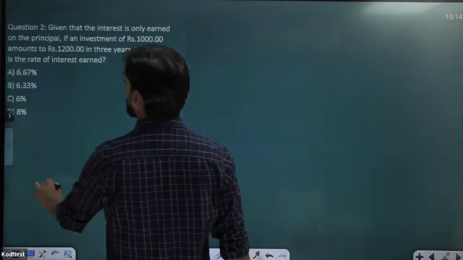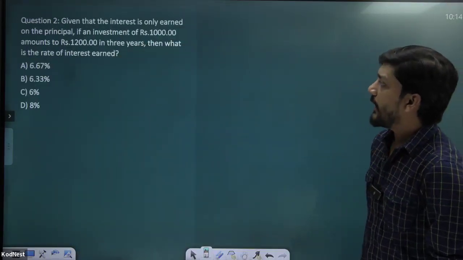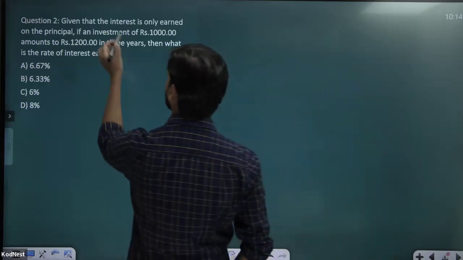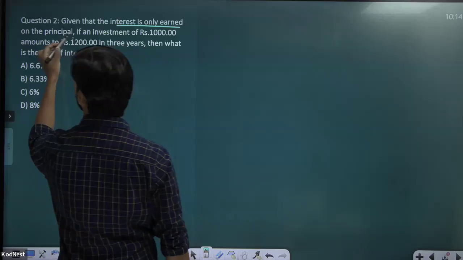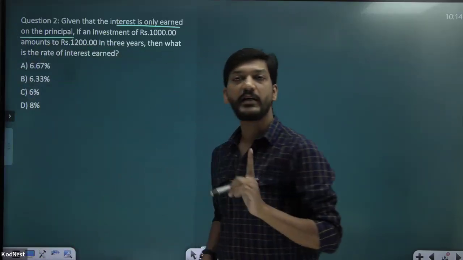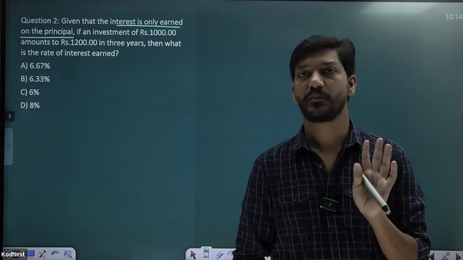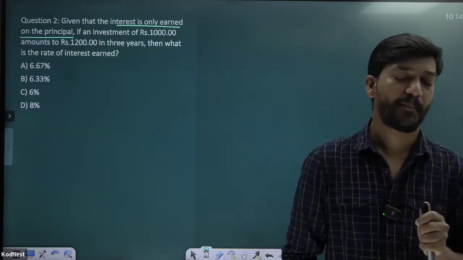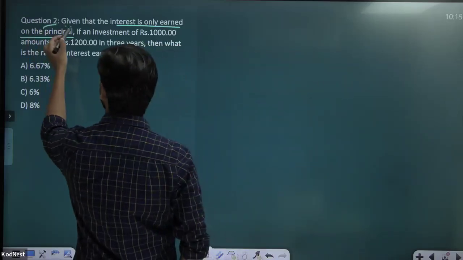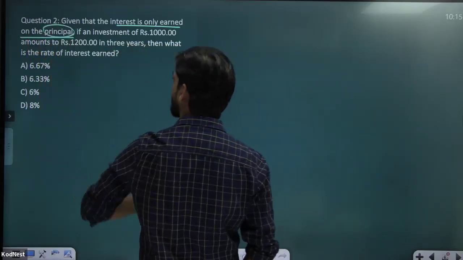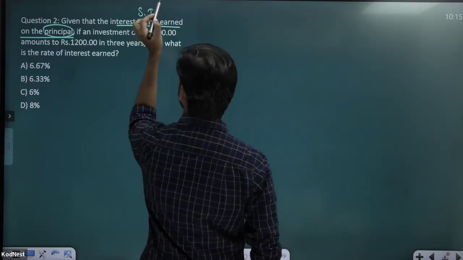All right. See the next question. Interest is only earned on the principal. So what type of scheme is it, simple or compound? Only on principal. Simple interest, because only on principal. So this is trying to say it is a simple interest question.